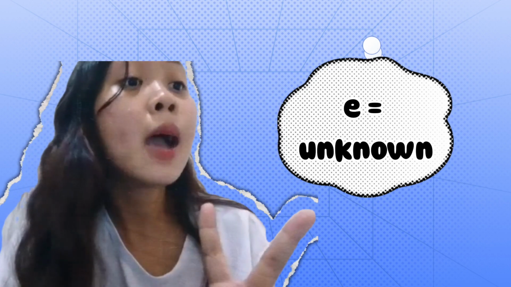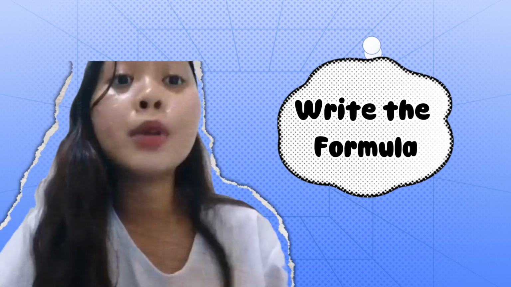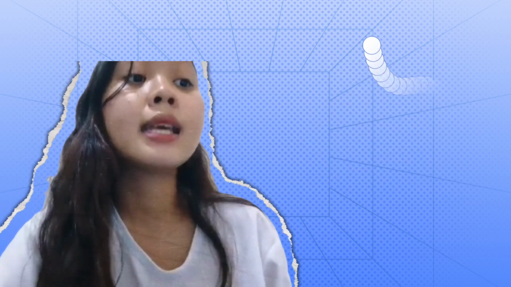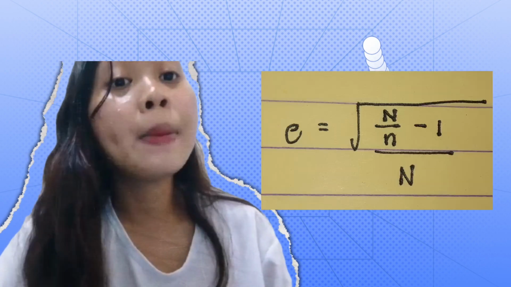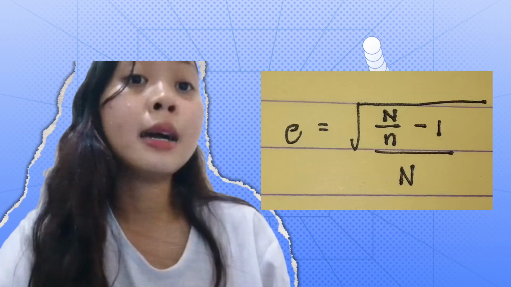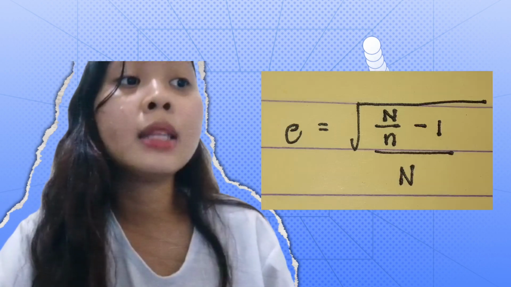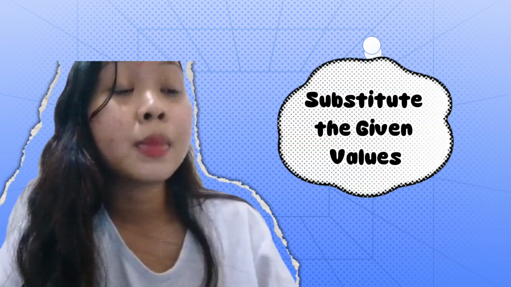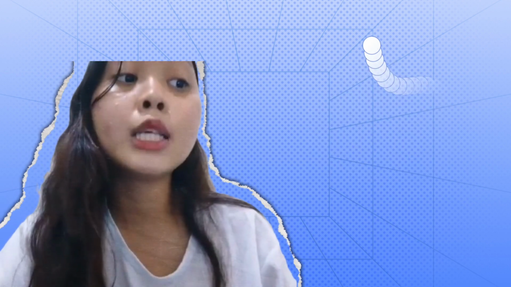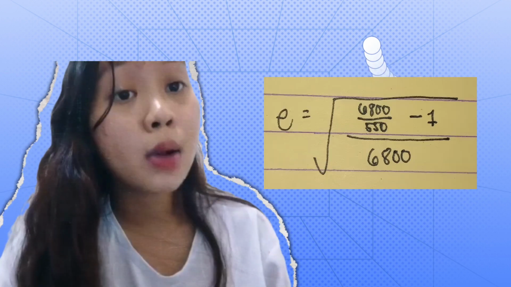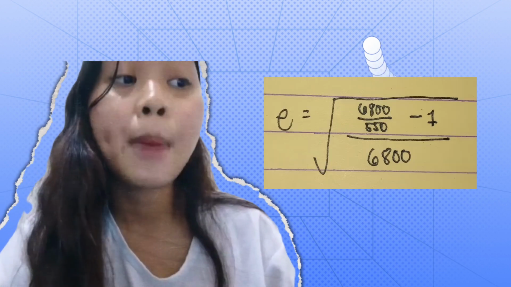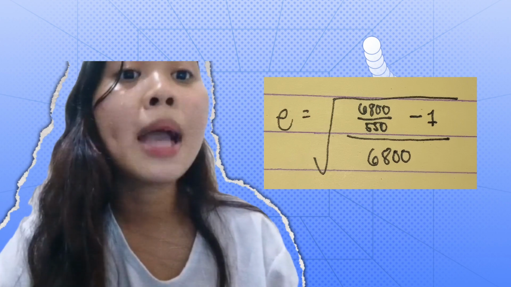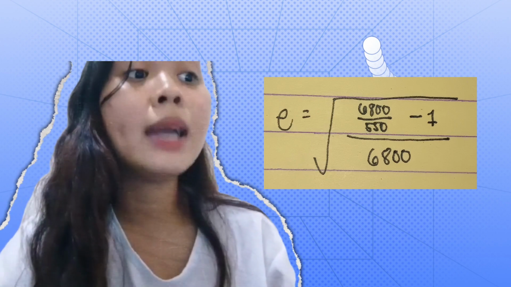So second step, we need to write the formula. The formula is E equals the square root of capital N divided by small n minus 1, and divided by capital N. So third step, we need to substitute them. And E equals the square root of 6,800 divided by 550 minus 1, divided by 6,800.